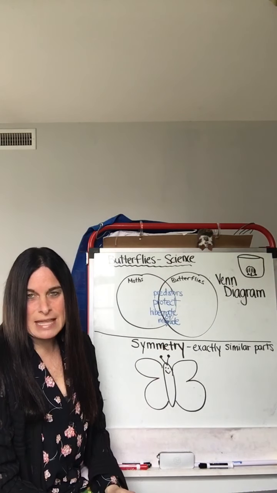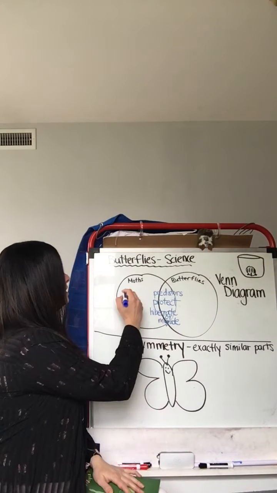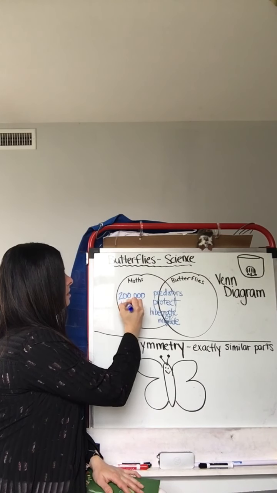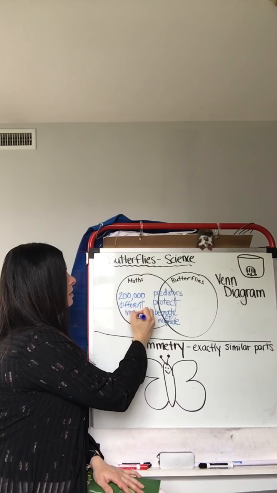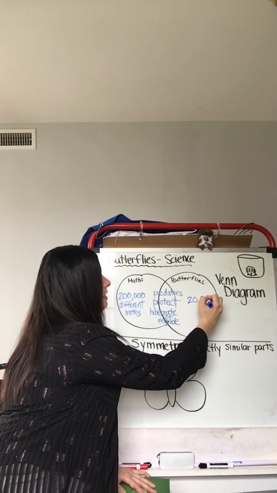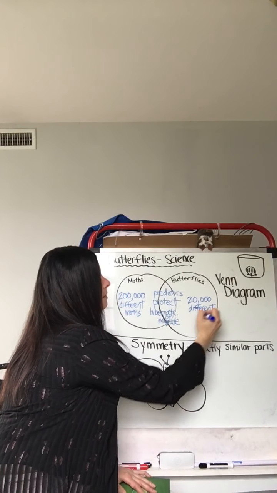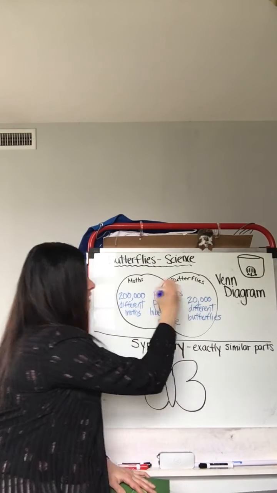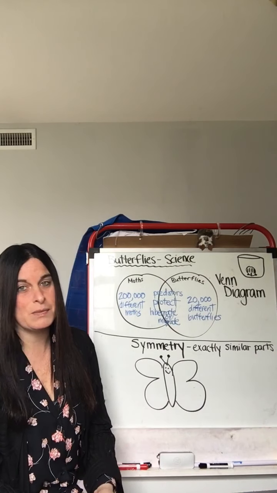In what I read today, the only differences that I remember reading were, for instance, moths. They said that there were 200,000 different moths. And do you remember the butterflies? The butterflies, they said that there were 20,000 different butterflies. So those were the two differences that we read today in our section. Okay, so those are some things that you can add to your Venn diagram that we did before.